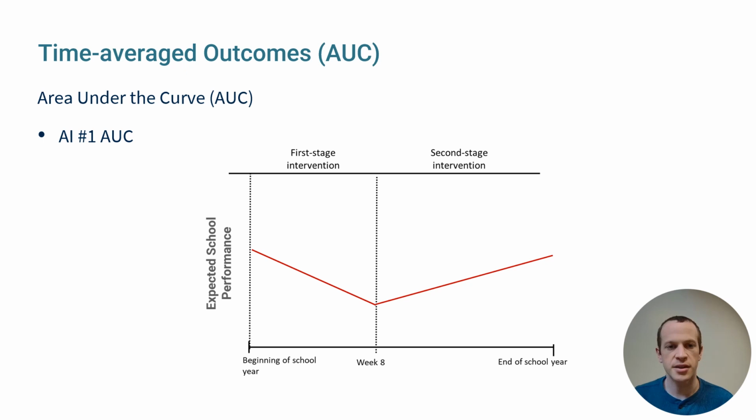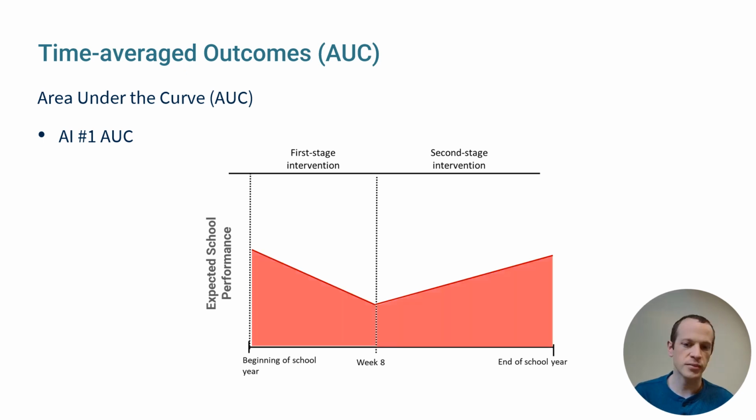The next few slides depict area under the curve, AUC. So the data we're going to be showing is just hypothetical. Let's say we run the study and then the expected school performance follows this trend that we're showing in this graph here. Now this is for adaptive intervention 1. In this case, the AUC would be the area of this red region. And you can think about it as being the average performance for this group of students over the course of the entire school year.